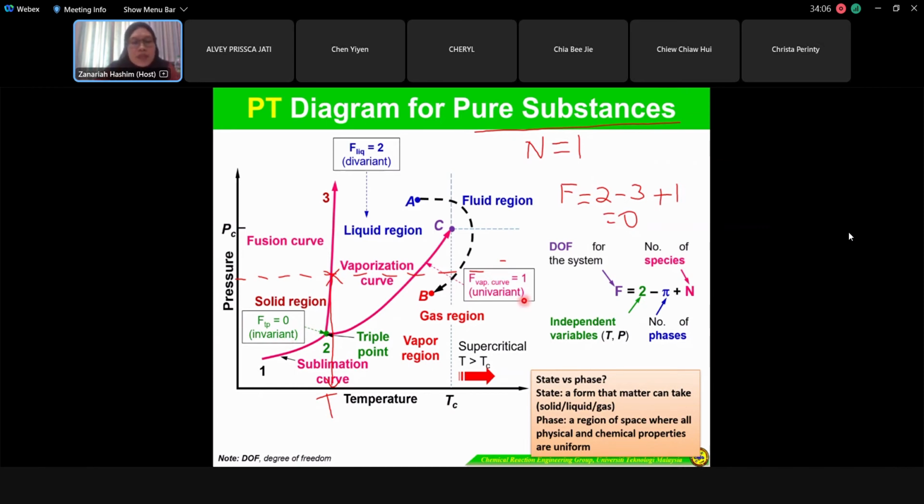For the lines, those points that fall exactly on the line, if you calculate 2 minus 2 plus 1, it equals 1. So in this case, the degrees of freedom is 1. In other words, it's also called univariant, meaning that if you fix one property, for example the pressure, you can only have one temperature.